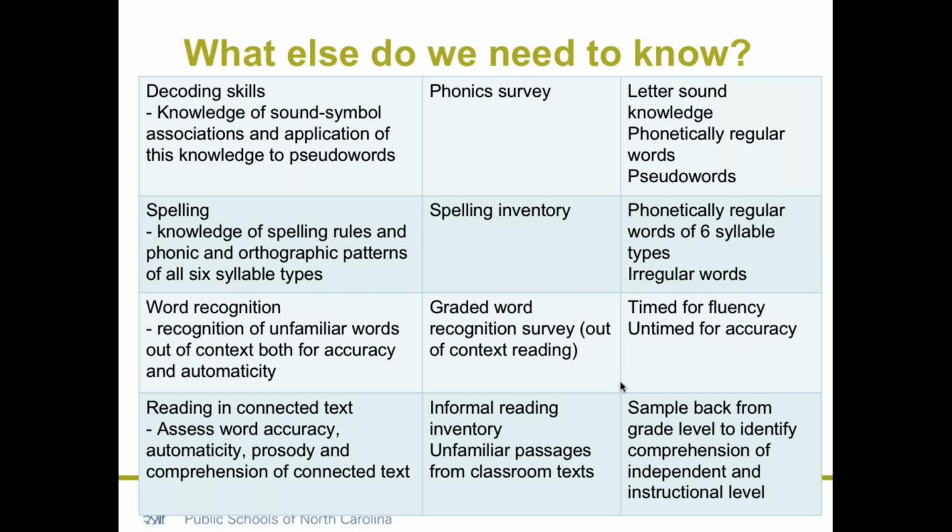So what else might we need to know? What other information might we need to gather to answer questions to help us adapt and adjust and customize that intervention to increase Alex's response to the intervention that we're providing? Some of the areas that we might look at is we might want to look more deeply at Alex's decoding skills. We want to answer questions about what is his knowledge of sound symbol associations and his application of this knowledge to pseudo words.